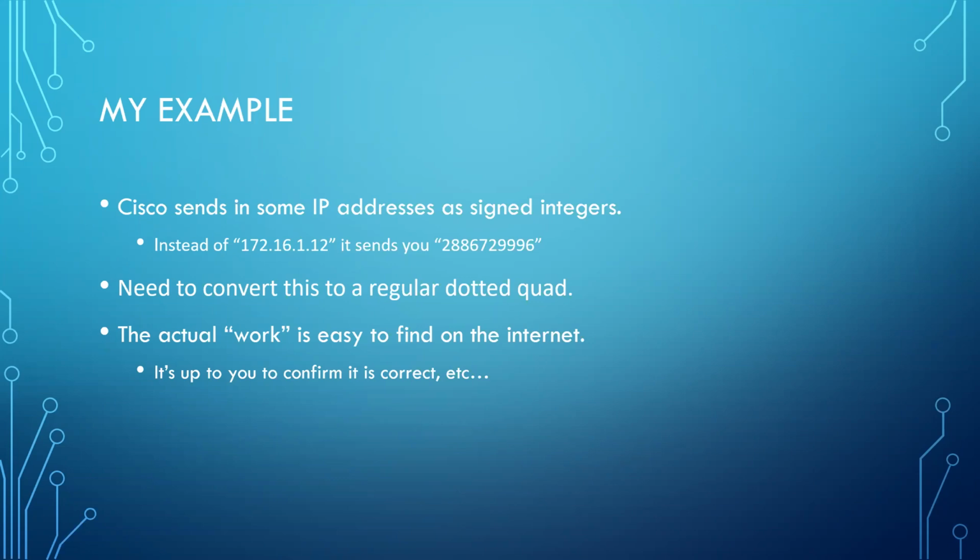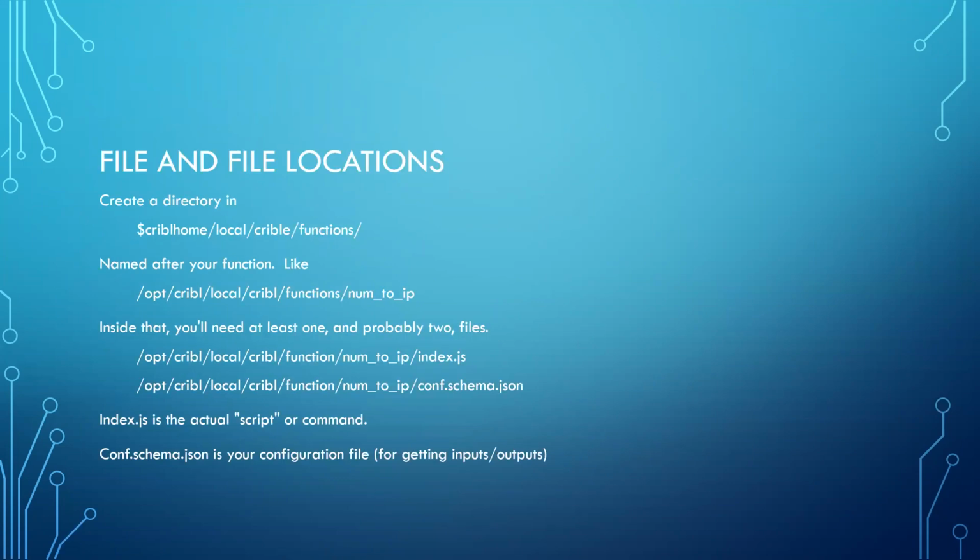So let's jump right in then. The file and file locations, I will not belabor this point a whole lot because the blog, which I linked to at the end of this, actually outlines it pretty well. I had no problems figuring it out, so you won't either. There are two files involved though. The index.js is the actual script or command you're building, and then a conf.schema.json, which is the configuration file. And I'll show you both of those.